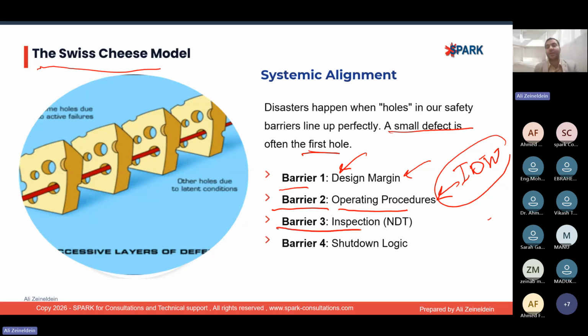The third barrier is inspection and NDT. As we explained also, effective inspection is considered one of the defenses or barriers. Finally, to avoid any failure, we are forced to do a shutdown to restore the equipment to its original condition and working safely without any interruption and without any problems.